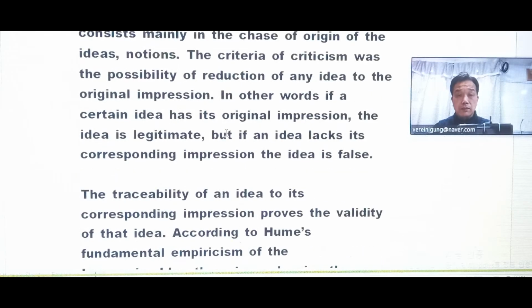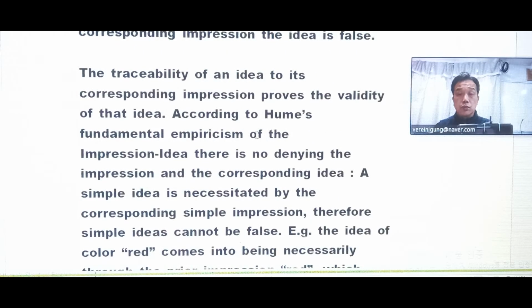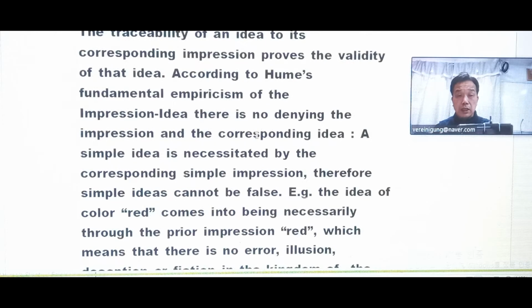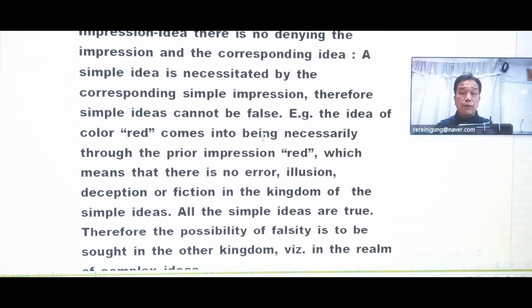In other words, if a certain idea has its original impression, the idea is legitimate, but if an idea lacks its corresponding impression, the idea is false. The traceability of an idea to its corresponding impression proves the validity of that idea. According to Hume's fundamental empiricism of the impression and idea, there is no denying the impression and the corresponding idea. A simple idea is necessitated by the corresponding simple impression. Therefore, simple ideas cannot be false.